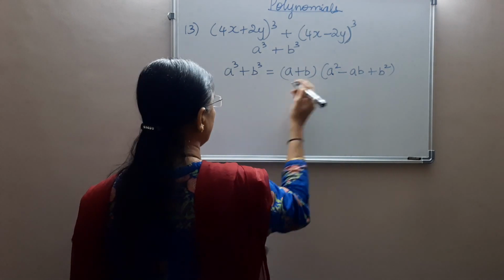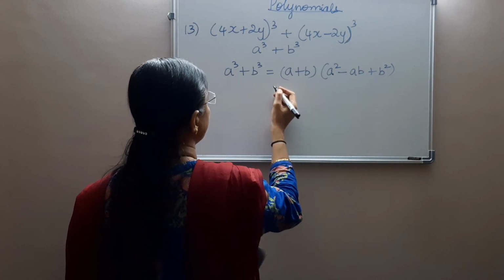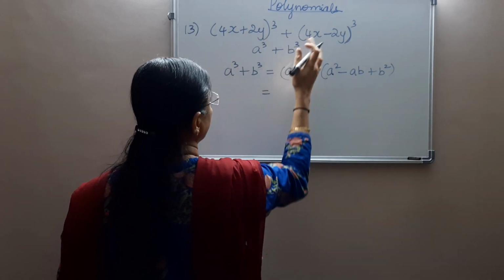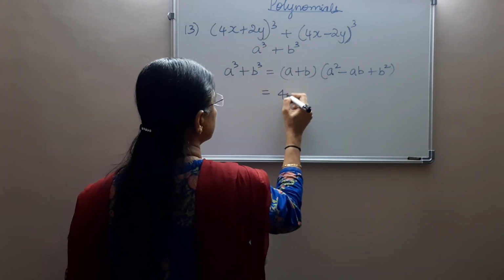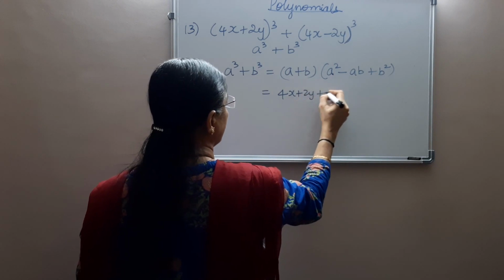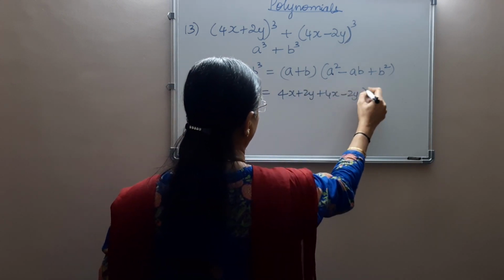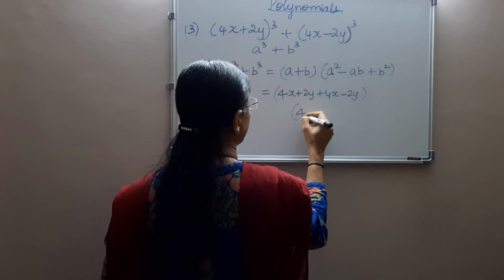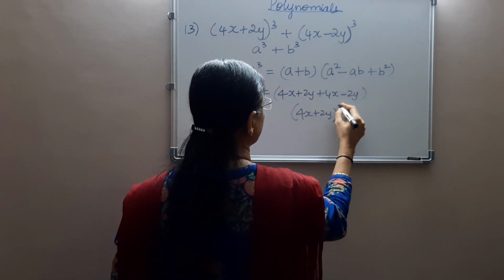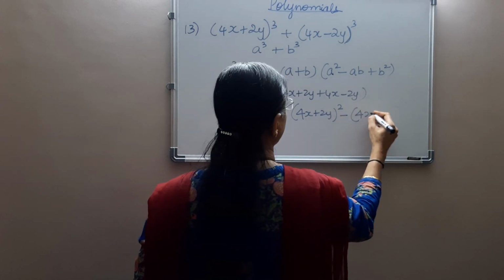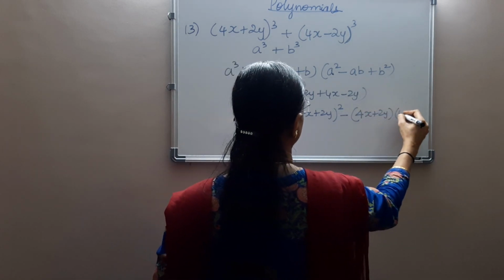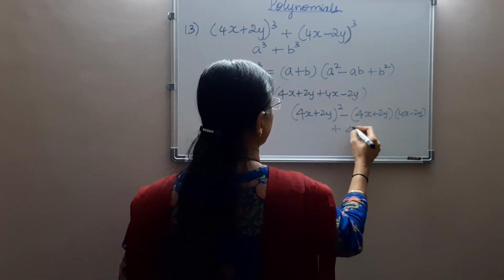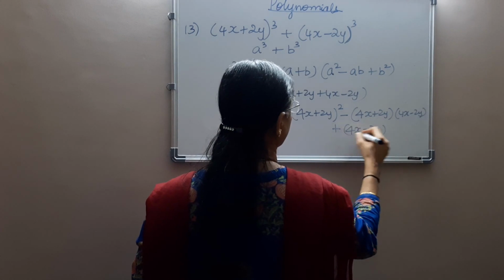Okay. So now what is a plus b? This is a and this is b, isn't it? So a cube plus b cube will be a plus b, that is 4x plus 2y plus 4x minus 2y. This is a plus b. Now what is a squared? A squared is (4x plus 2y) the whole square, minus what is ab? (4x plus 2y) into (4x minus 2y), plus what is b squared? (4x minus 2y) whole square.